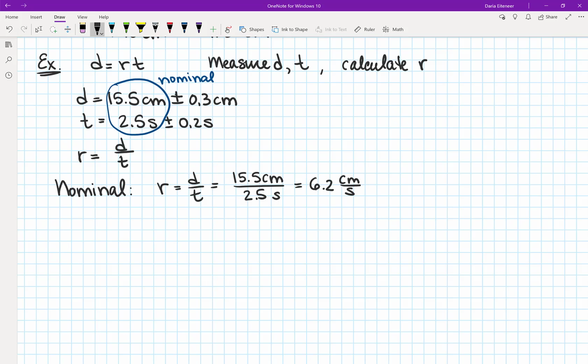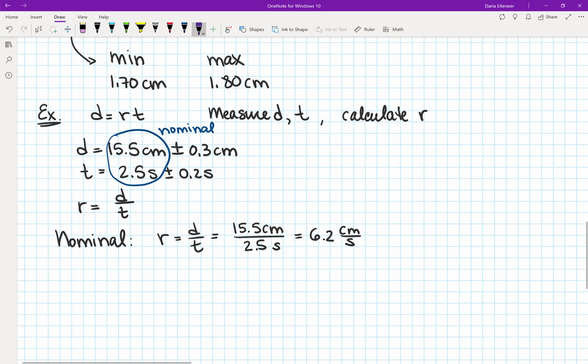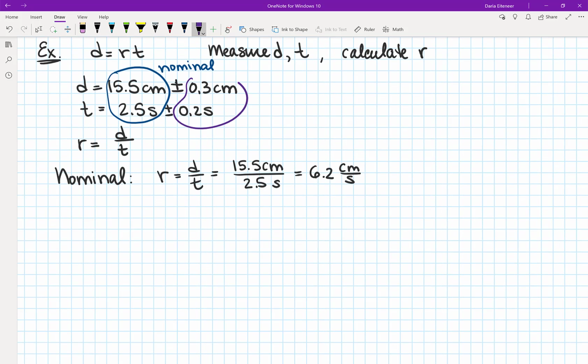But the thing is that both distance and time were measured not perfectly, right? So we had these experimental errors in measurement, these experimental uncertainties. I'm going to call this value delta D. That's my experimental uncertainty in distance. And I'm going to call this value delta T. That's my experimental uncertainty in time. Those uncertainties are going to affect how good of a value I've just got for calculation of rate.